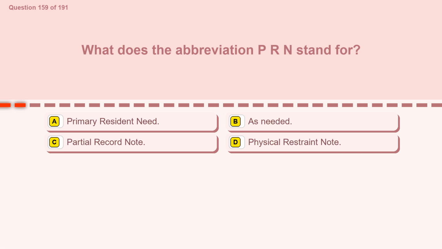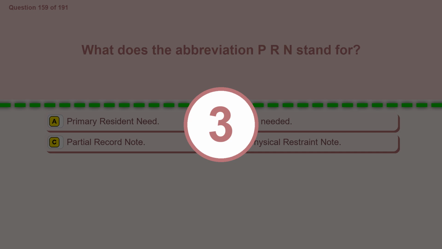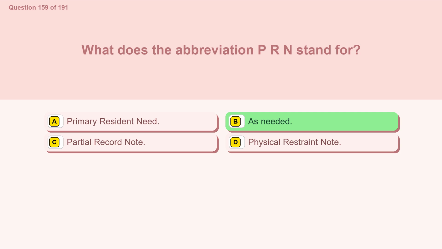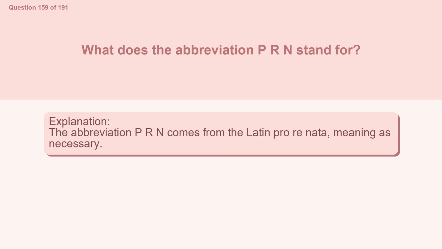Question 159. What does the abbreviation PRN stand for? Option A, primary resident need. Option B, as needed. Option C, partial record note. Option D, a physical restraint note. The correct answer is option B, as needed. The abbreviation PRN comes from the Latin pro re nata, meaning is necessary.